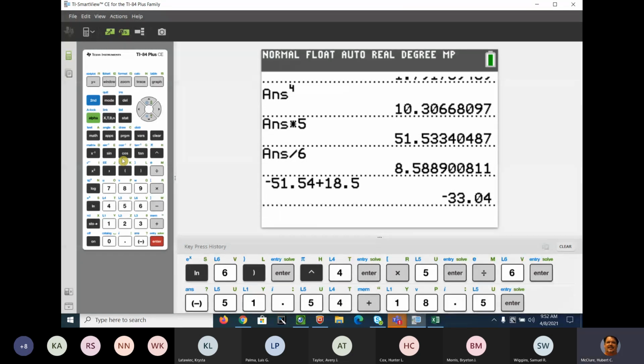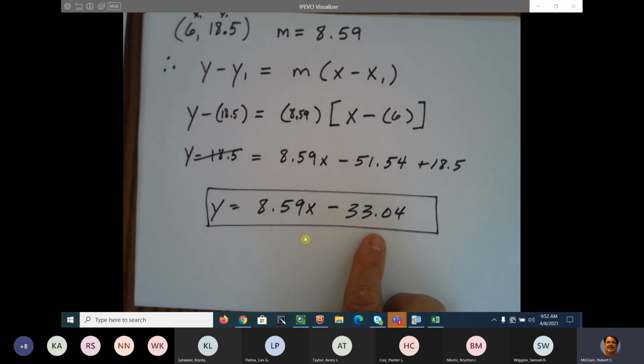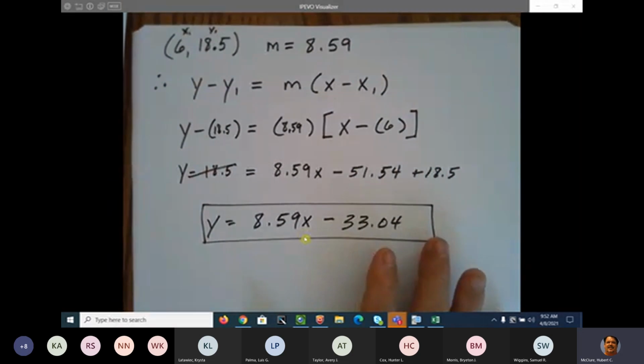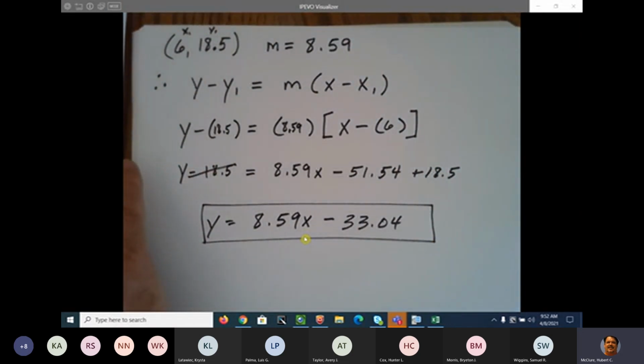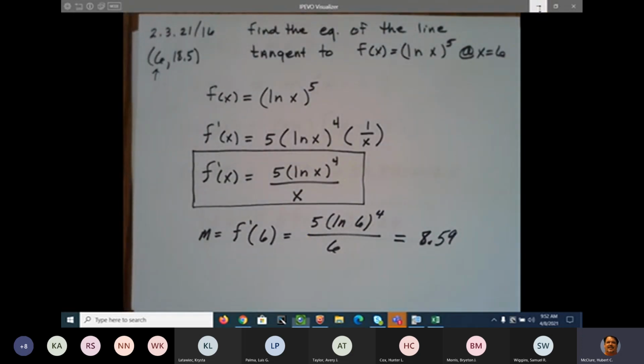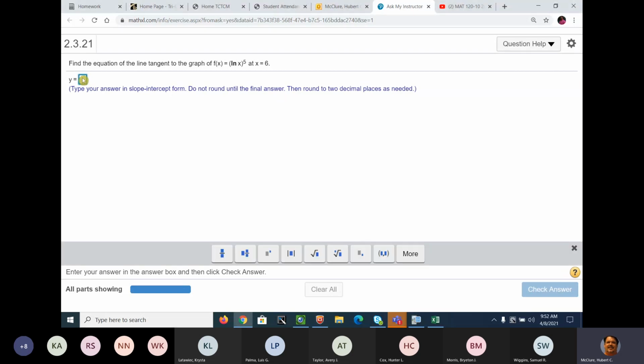All right. So that is our equation of our tangent line at 6 and 18.5. Now, I probably didn't round according to what they want to round to. So let's see what we got as far as the answer goes. I'm going to type in what I got. Okay, they just want the equation. It says rounded to 2 decimal places. I don't think I did. Did I? Yeah, I did. I hope I did.